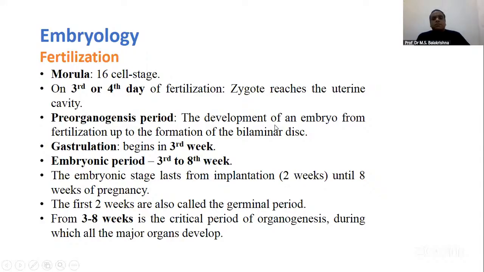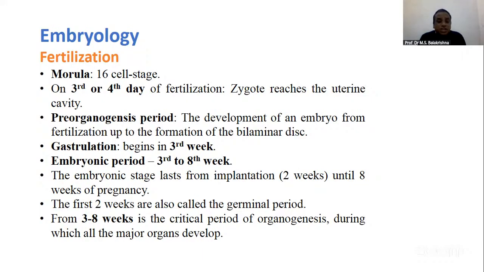Then what is the pre-organogenesis period? It is the development of an embryo from fertilization up to the formation of the bilaminar disc. So this is the stage of development. Whatever happened before the bilaminar disc is called pre-organogenesis. The organs are still not developed.